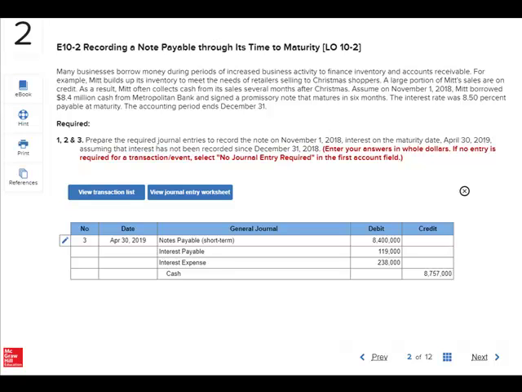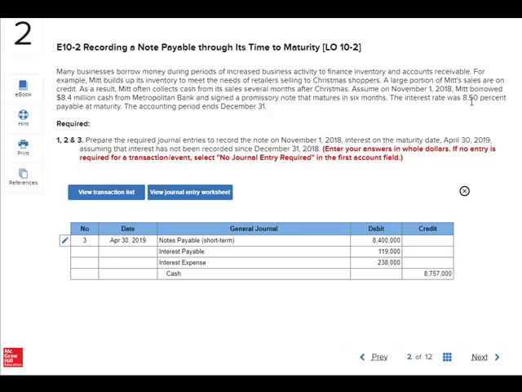In question 2, you're asked to prepare journal entries for some money that was borrowed back on November 1st, and then you'll need to make an adjusting entry on December 31st to accrue the interest expense on the loan. And then finally, on April 30th in the following year, you're going to record the payment of the loan.